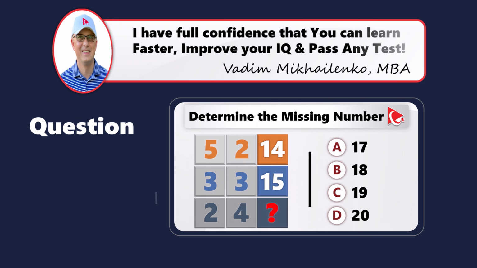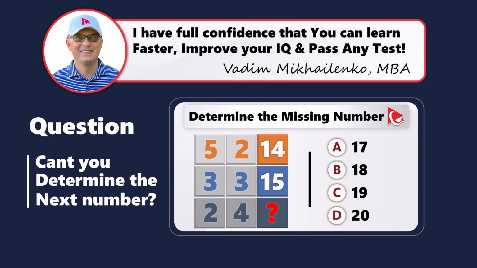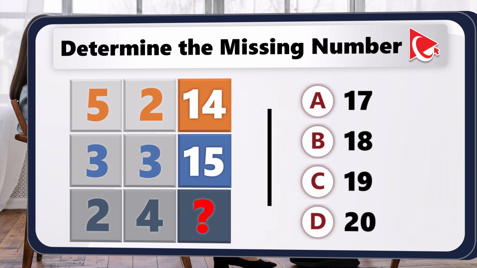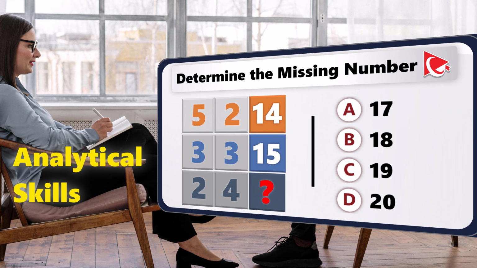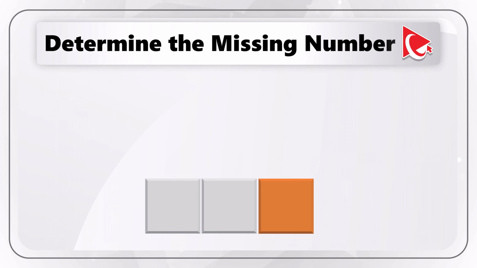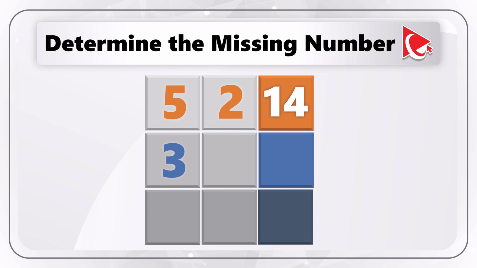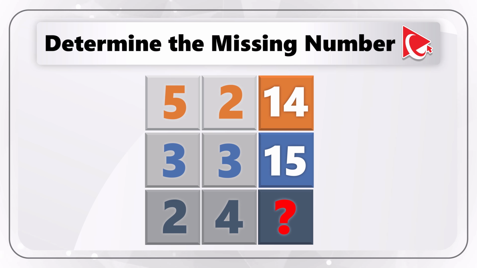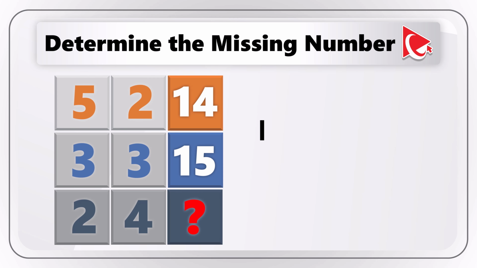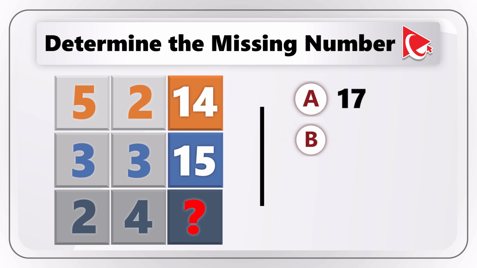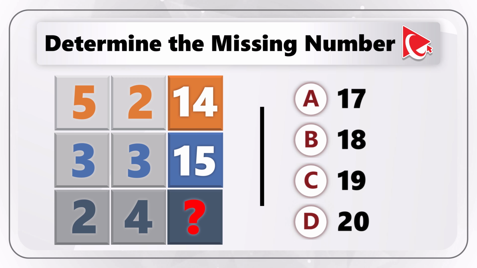I love this thought-provoking assessment test question. In addition to boosting your reasoning skills, solving it improves your analytical skills as well as attention to details. You're presented with a 3 by 3 matrix. The matrix has numbers 5, 2, 14, 3, 3, and 15, 2, 4, and then comes the missing number, which you need to calculate and select out of 4 possible choices. Choice A, 17, choice B, 18, choice C, 19, and last but not least, choice D, 20.